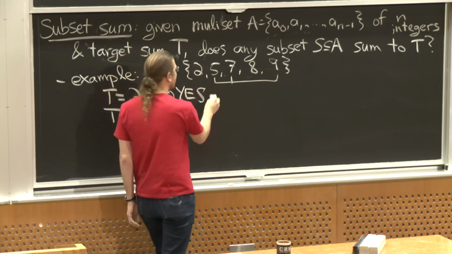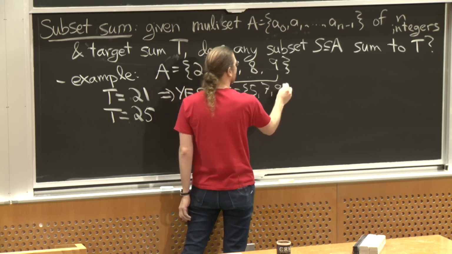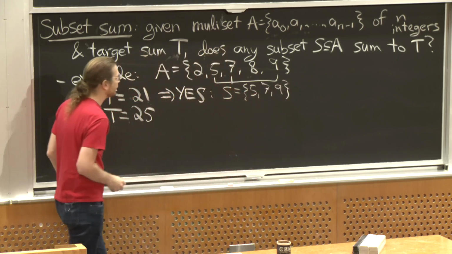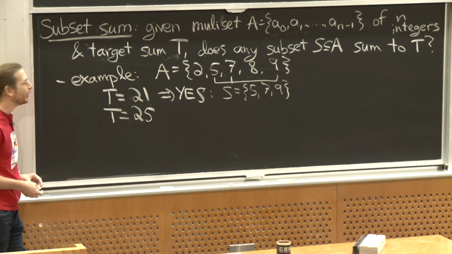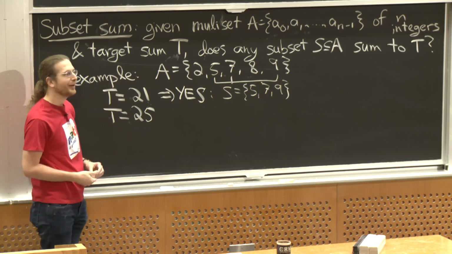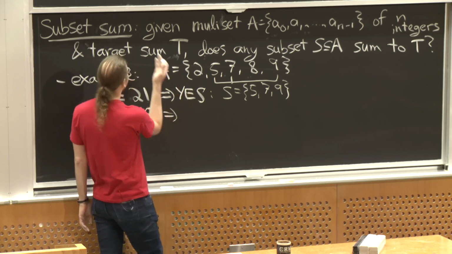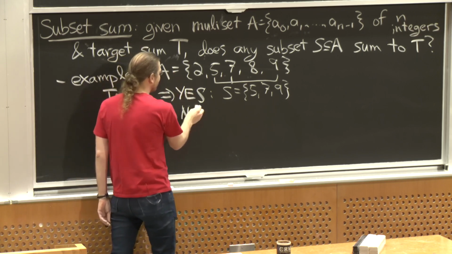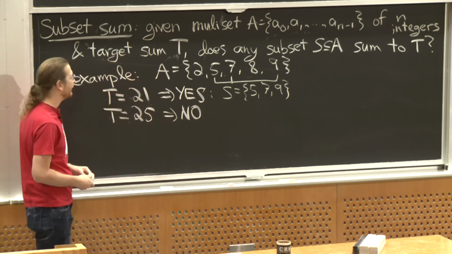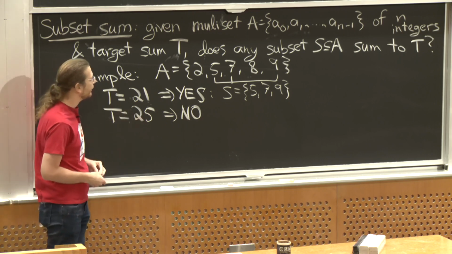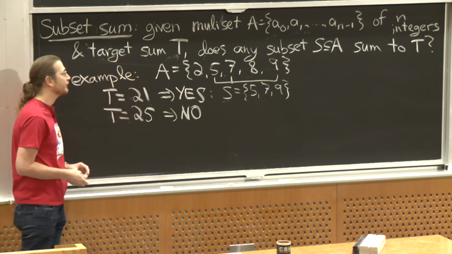Does there exist any subset? Because 5, 7, and 9 sum to exactly 21. And for T equals 25, I don't know a good way to prove to you that there's no way to write 25 with these numbers, other than I wrote a program to try all subsets, or you could write a program that runs the DP that we're about to give. And it will output no. There's no succinct way, as far as we know, to prove to someone that the answer is no for a given target sum. There is a nice succinct way to prove the answer is yes. I just give you a subset. We'll talk more about that next lecture.